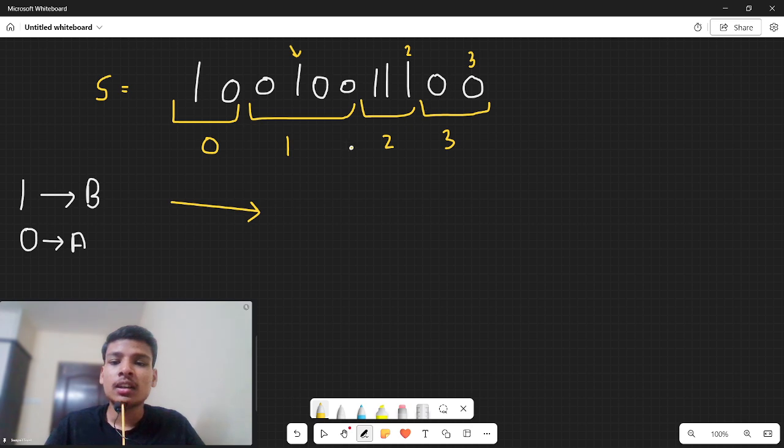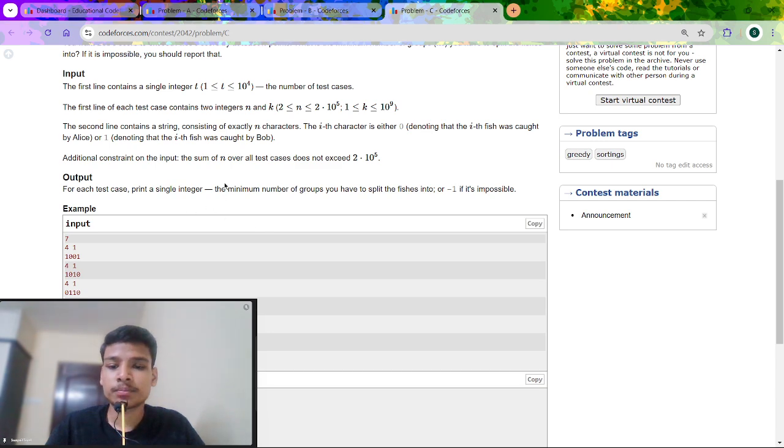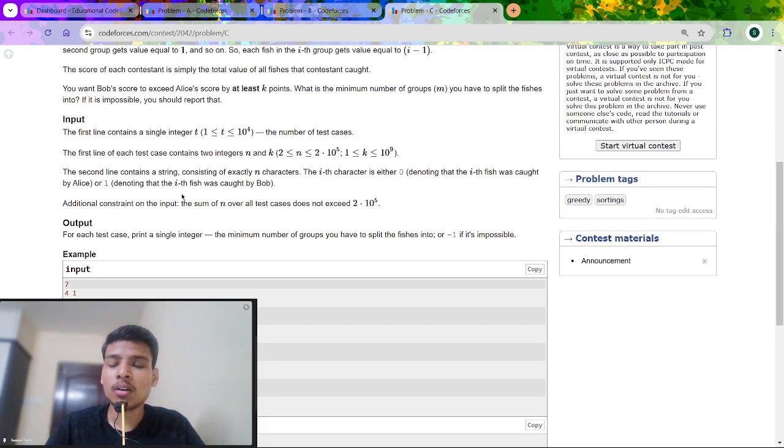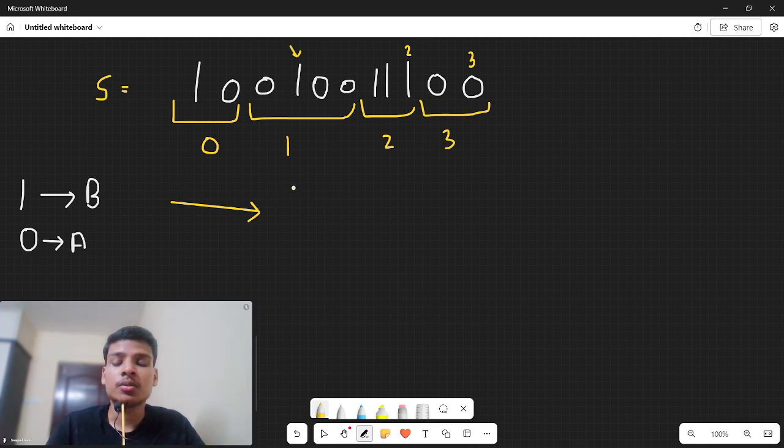Right. Now what I have to do is find the score of Bob and Alice. Now what is the question asking us to do? We have to divide this particular array into some number of parts such that my Bob score is greater than Alice's by k.